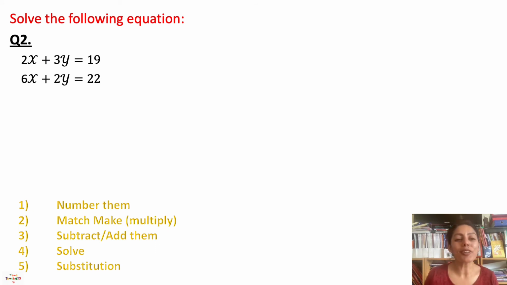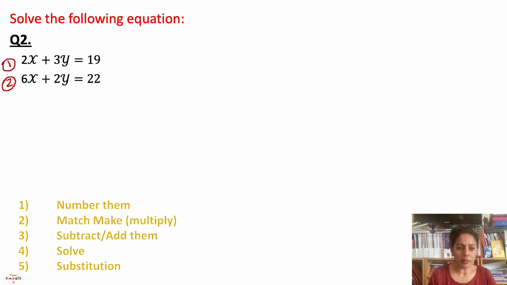Let's do this, folks. We've got 2x plus 3y equals 19, and we have got 2x plus 2y equals 22. Now remember, we are going to number each of the equations. Every time we make a change, we give it a number. So this is equation 1, and this is equation 2. Remember, press pause and copy this down. If you need to rewind forward, then go for it. That's the whole beauty of watching these videos.